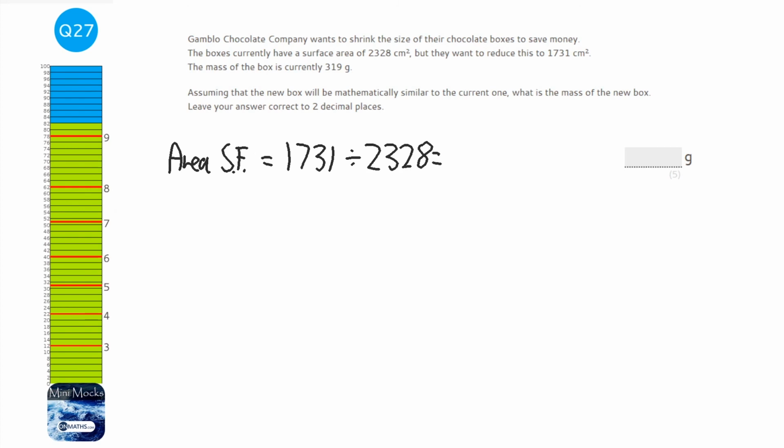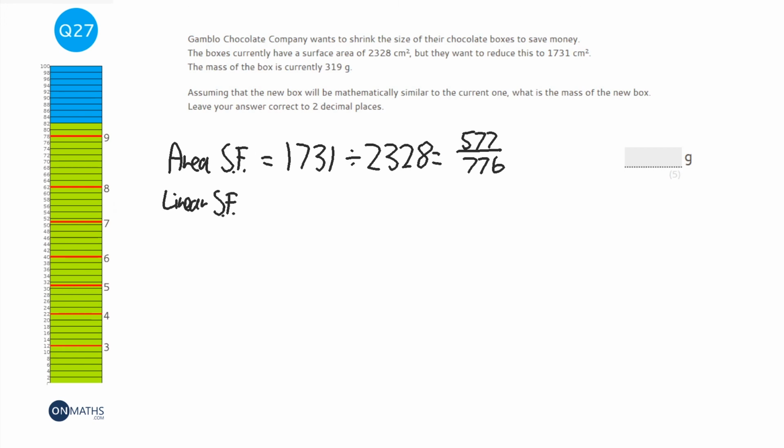So I'm going to get my calculator, and 1731 divided by 2328. And when I do that, I get a horrible decimal. Now you can write it as the fraction that turns up, which is 577 over 776. We can write it as a decimal, but keep it in your calculator because the next step is to work out what the linear scale factor is.